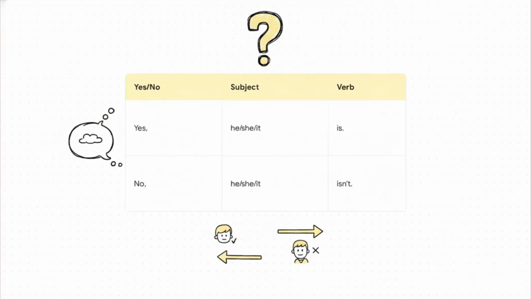You know, in casual conversation, we rarely repeat a whole sentence back when someone asks us a simple yes or no question. If someone asks, is she from Spain? Saying, yes, she is from Spain is just, well, it's clunky. Instead, we use a concise 3-part format. We say yes, then the subject, she, then the verb, is. Yes, she is. If it's negative, no, she isn't. It's a quick, punchy formula that confirms the facts instantly.